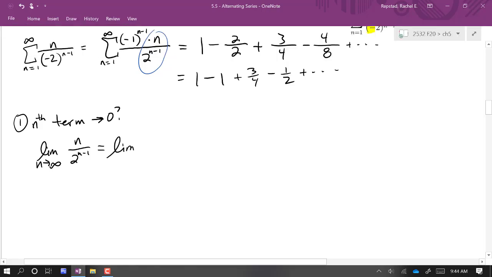Now, this is type infinity over infinity. We can use L'Hopital here, and first I'm going to rewrite it by switching these to continuous functions, so x over 2^(x-1). Now that I'm seeing them as continuous functions of x, that means that they're differentiable, and we can apply L'Hopital now.